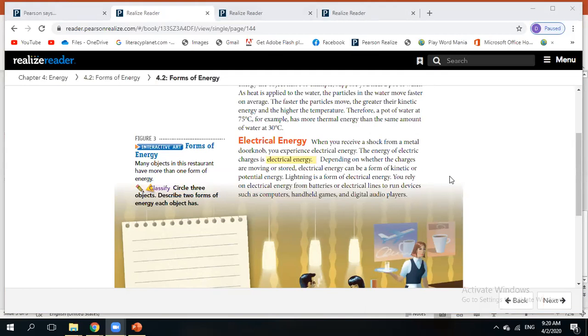Okay, girls, the energy of electric charge. For example, the electrical energy in batteries, which have positive and negative terminals, or in electrical lines, or that run devices such as computers, handheld games, and digital players. So the form of energy that is associated with charge is called electrical energy.